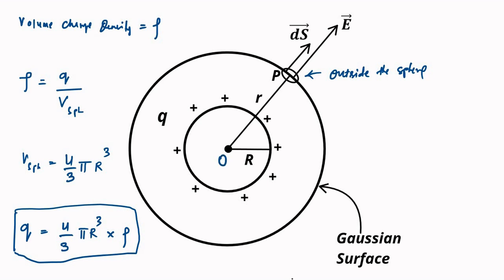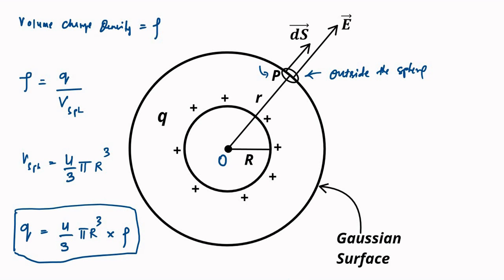So first let us consider this case, outside the sphere. So we pick a point P outside the sphere, which is at a distance small r from center O. So taking the distance between P and O as the radius, we draw an imaginary sphere, which is the Gaussian surface in this case, the spherical Gaussian surface. It encloses this charged sphere having total charge Q.